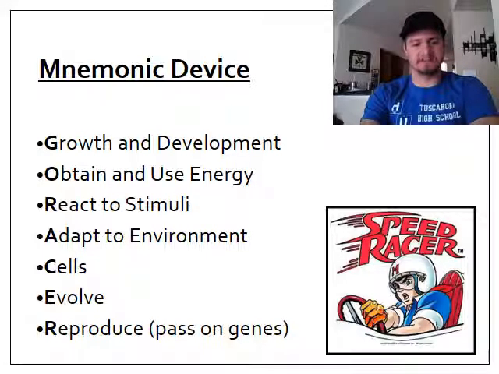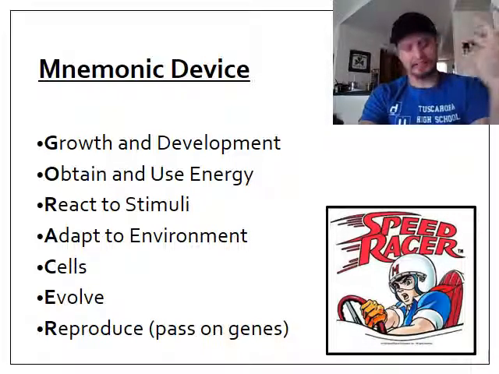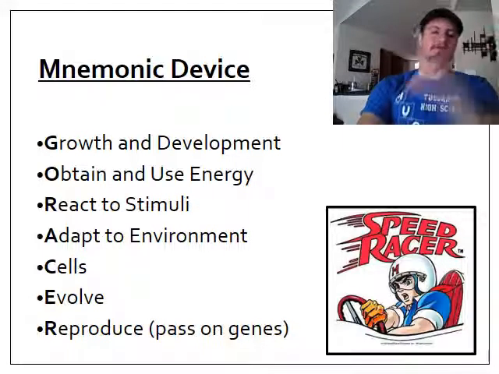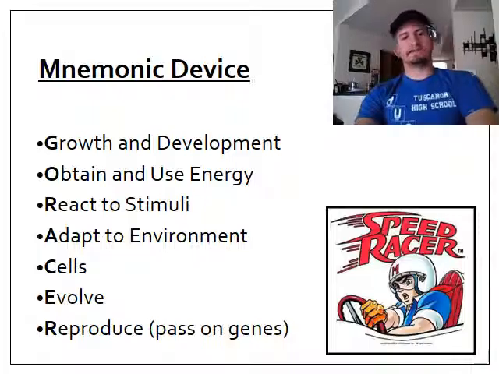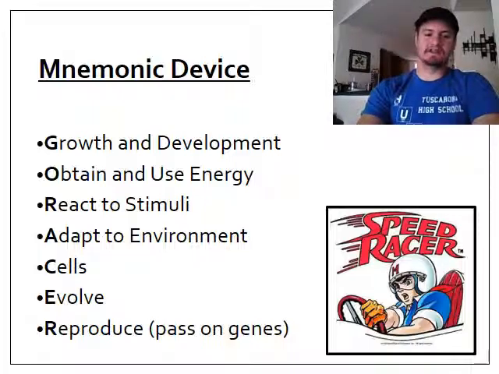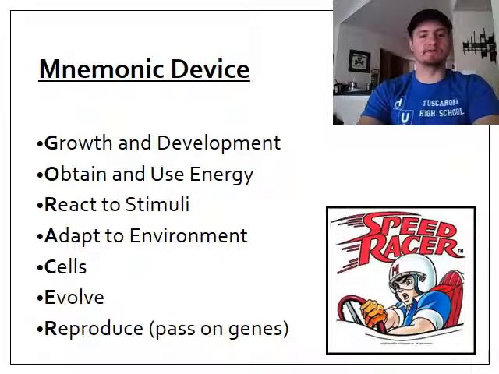A, adapting to the environment, so like the cactus, getting changes to help improve your survivability in your area. C stands for cells. E, evolution, or evolving over time in response to the environment. And reproducing for the final R, or passing on genes.